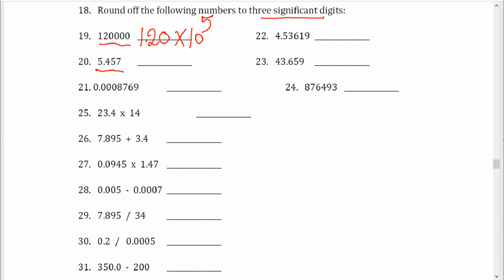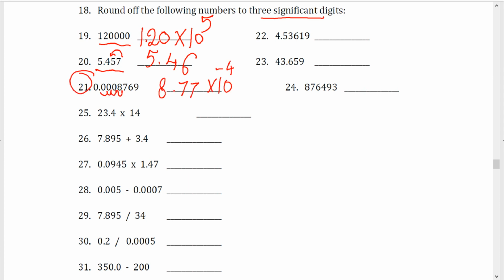Okay, in order to round this to 3 significant figures, I need to round the 7. It's more than 5, so the 5 will be 6. And now we have only 3 significant figures.